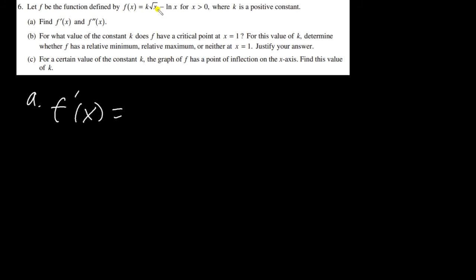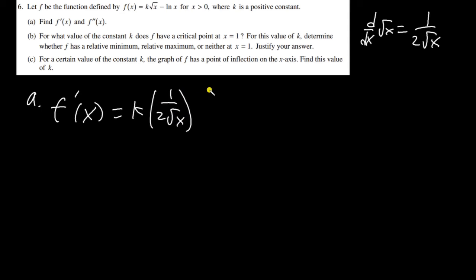Okay, so first we'll take this part, the derivative of k square root of x. Well, this might be something to memorize, it's a lot easier. The derivative of the square root of x is 1 over 2 square root of x. So here, the derivative of k square root of x is k times 1 over 2 square root of x. Okay, and then minus natural log of x. So the derivative of natural log of x is 1 over x. Okay, so here, this is f prime of x. We took the derivative of this here, and the derivative of this here. Okay, that's f prime of x.